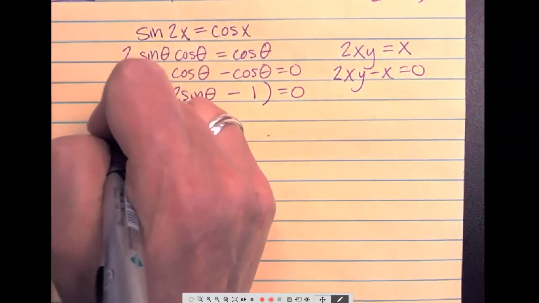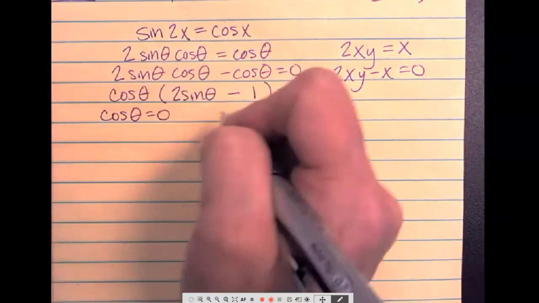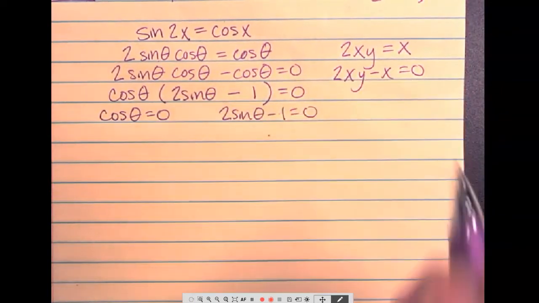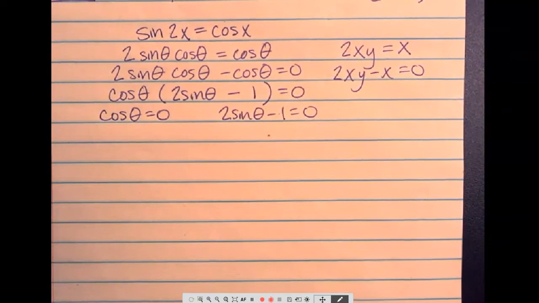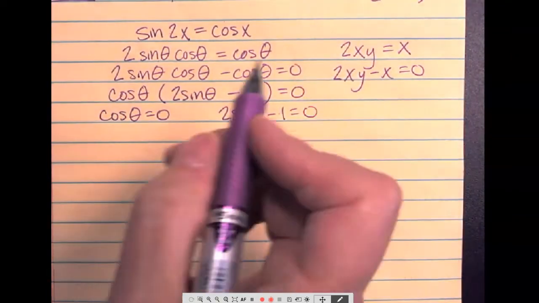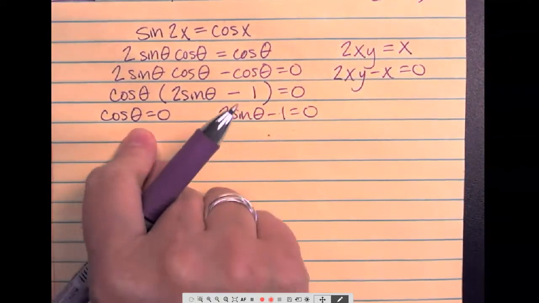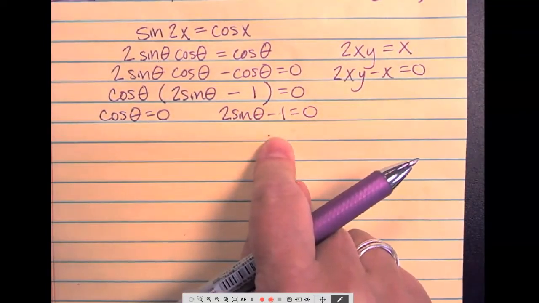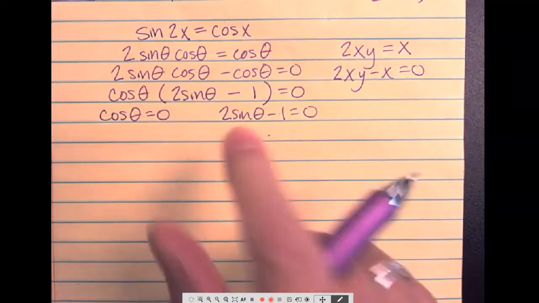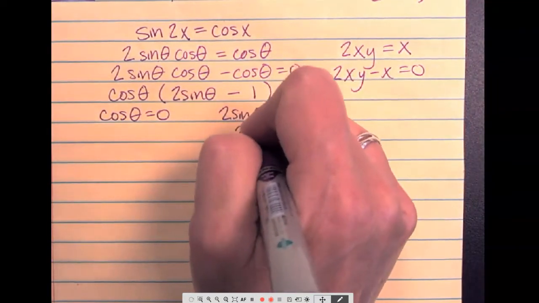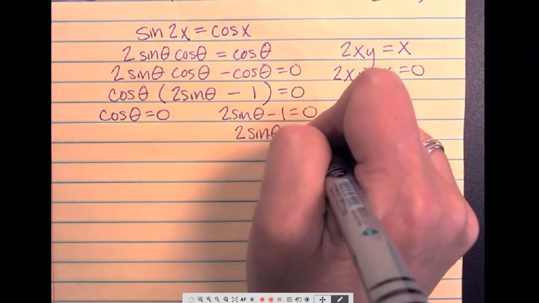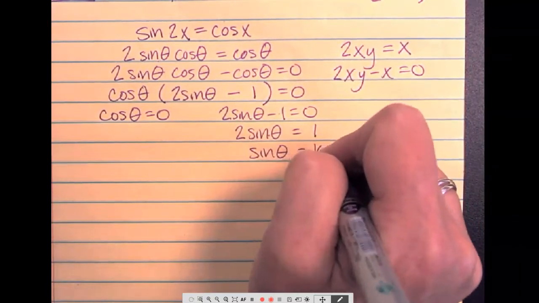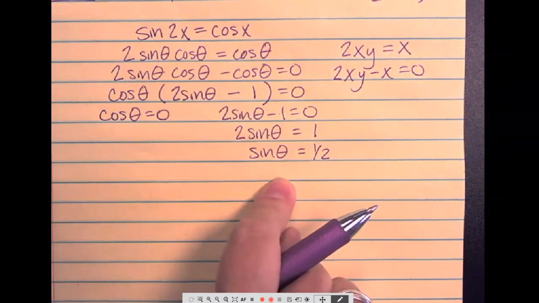Okay, cosine theta equals 0. And 2 sine theta minus 1 also equals 0. The only way I get a product of 0 is if at least one of these things happens. That, I'm going to look at my unit circle. This, I'm going to do a little more work. I'm going to add 1 and divide by 2. So 2 sine theta equals 1. Sine theta equals 1/2. Now I'm going to look on my unit circle.